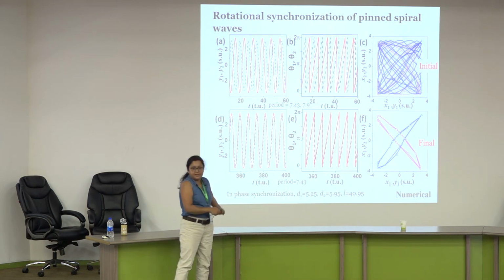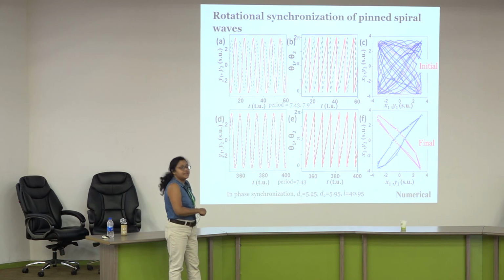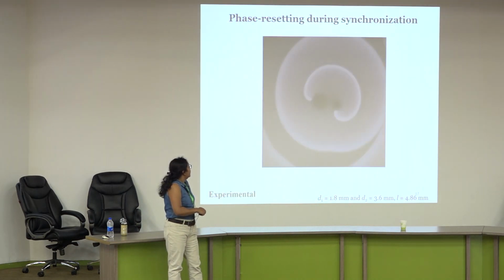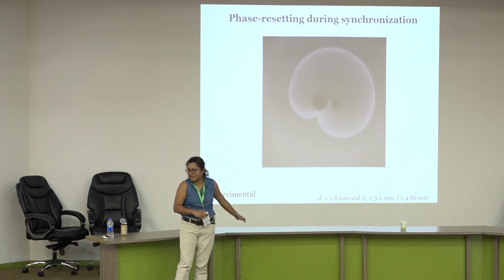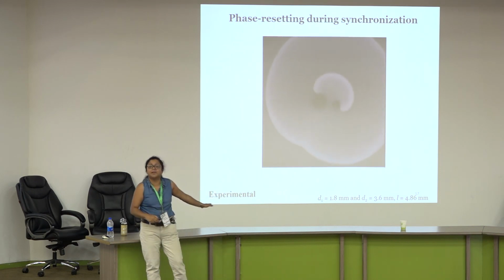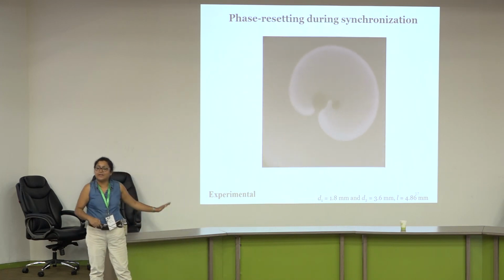These are numerical studies of a similar kind done in the Barkley model, and we can see that starting with different frequencies we come to exact sync here, because the diameters are quite close. Now, what happens when the two are very different? I will show you one experiment just to show you how the experiment looks, but you will not really understand much.